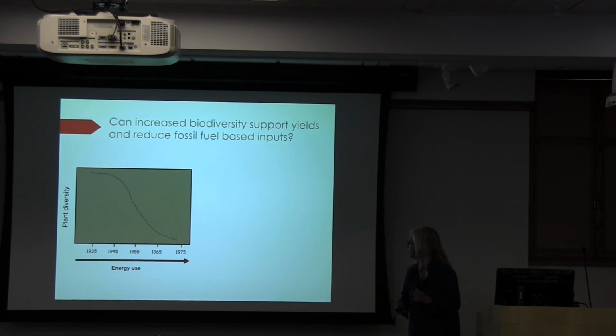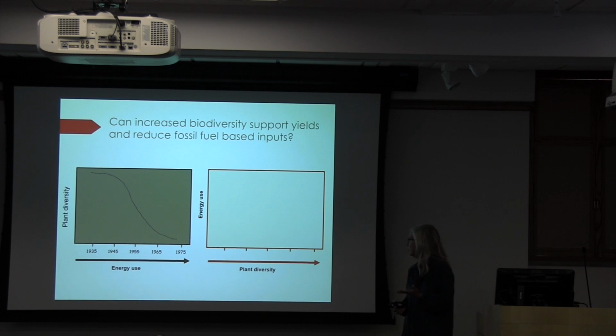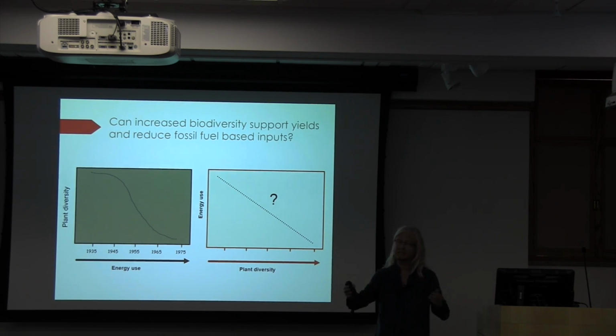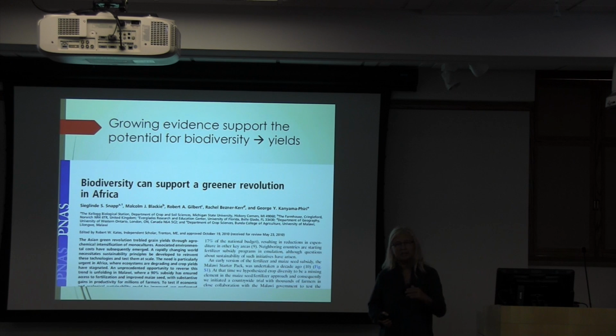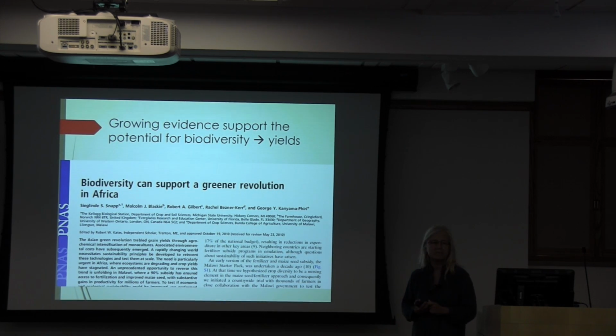And so the question is, can we go in the opposite direction? Can we increase plant diversity and have an impact on how much energy, and I'm using it as a proxy for inputs, on the inputs that we're using? Can we go in this direction? Can we get tangible benefits by managing plant diversity at multiple scales, so within the field, the farm, and across landscapes? And there is some evidence that links biodiversity, both in space and time, to improvements in yield.